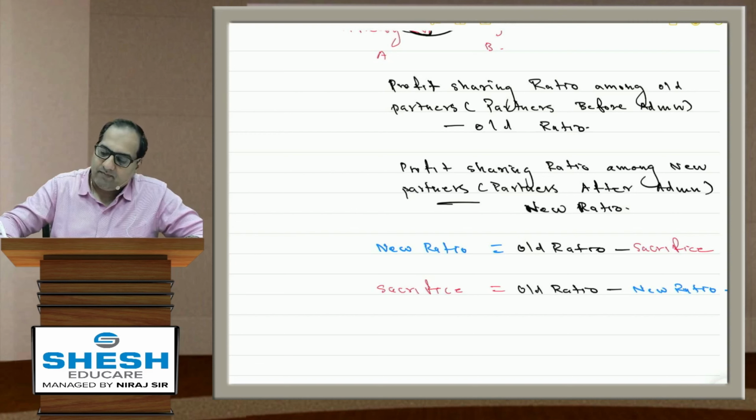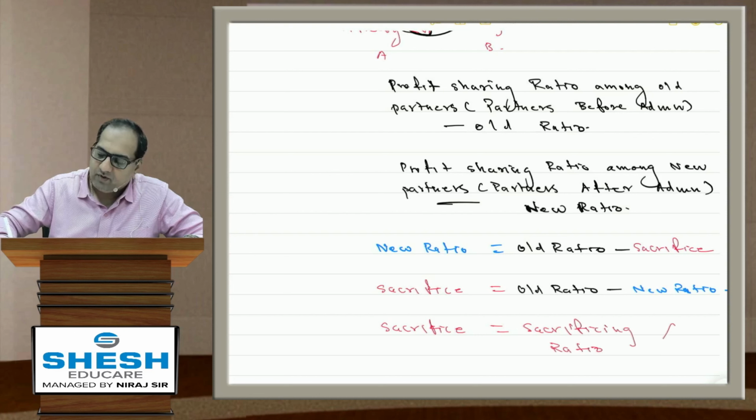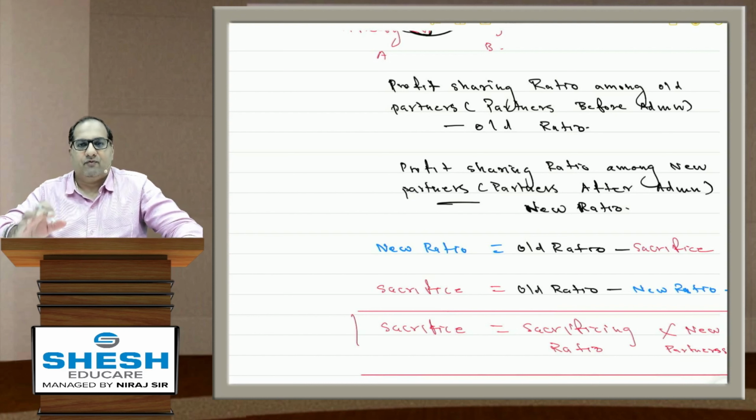There is one more formula that I am writing for sacrifice. Sacrifice is equal to sacrificing ratio into new partner share. I have not proved this formula in the above diagram, but I can prove it in a while.